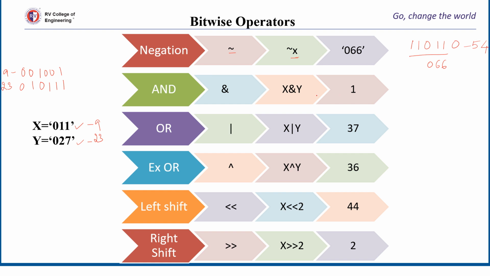Okay, now when I perform x ANDed with y, how do I do it? When I perform an AND operation, it is 1 and 1 is 1, 1 and 0 is 0, 1 and 0 is 0, 1 and 0 is 0, 1 and 1 is 0 and 1 is 0. So what is the answer I'm going to get? I'm going to get it as 1. The value is 1.